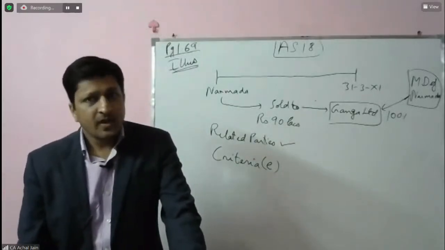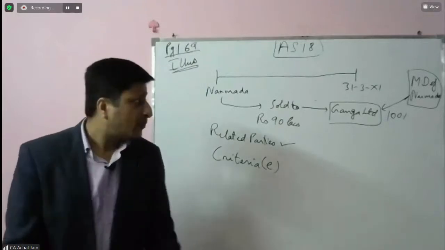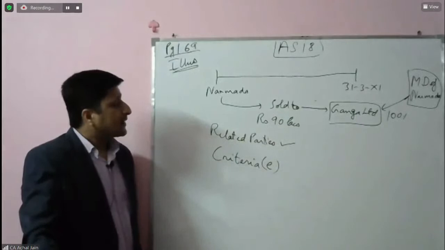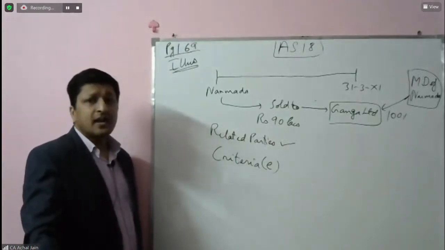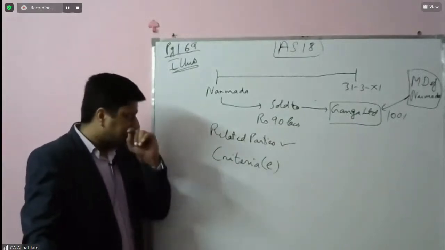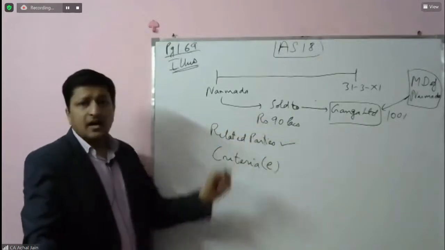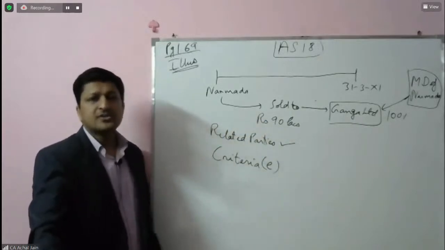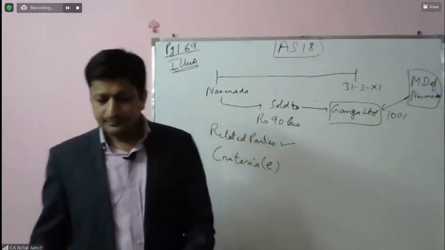Clear? And therefore, when Narmada Limited will give the disclosure, Narmada Limited will say Ganga Limited is a related party and the sales are made for these 90 lakhs. So that's the disclosure which is required to be given.